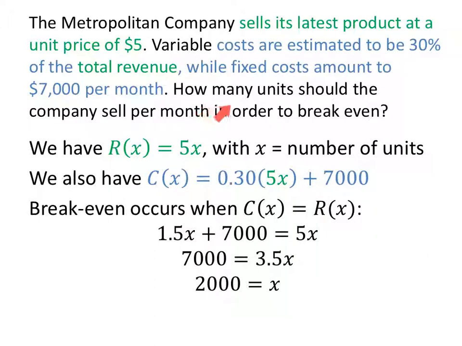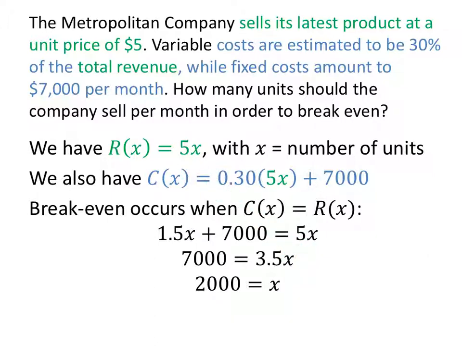Now, how many units, find X, should the company sell per month in order to break even? Find X, break even. Break even occurs when cost equals revenue. So I take this cost function and I take 0.30 times 5x. 0.3 times 5 is 1.5 with the x plus 7,000. So here's my cost function, 1.5x plus 7,000 equals revenue, my 5x.